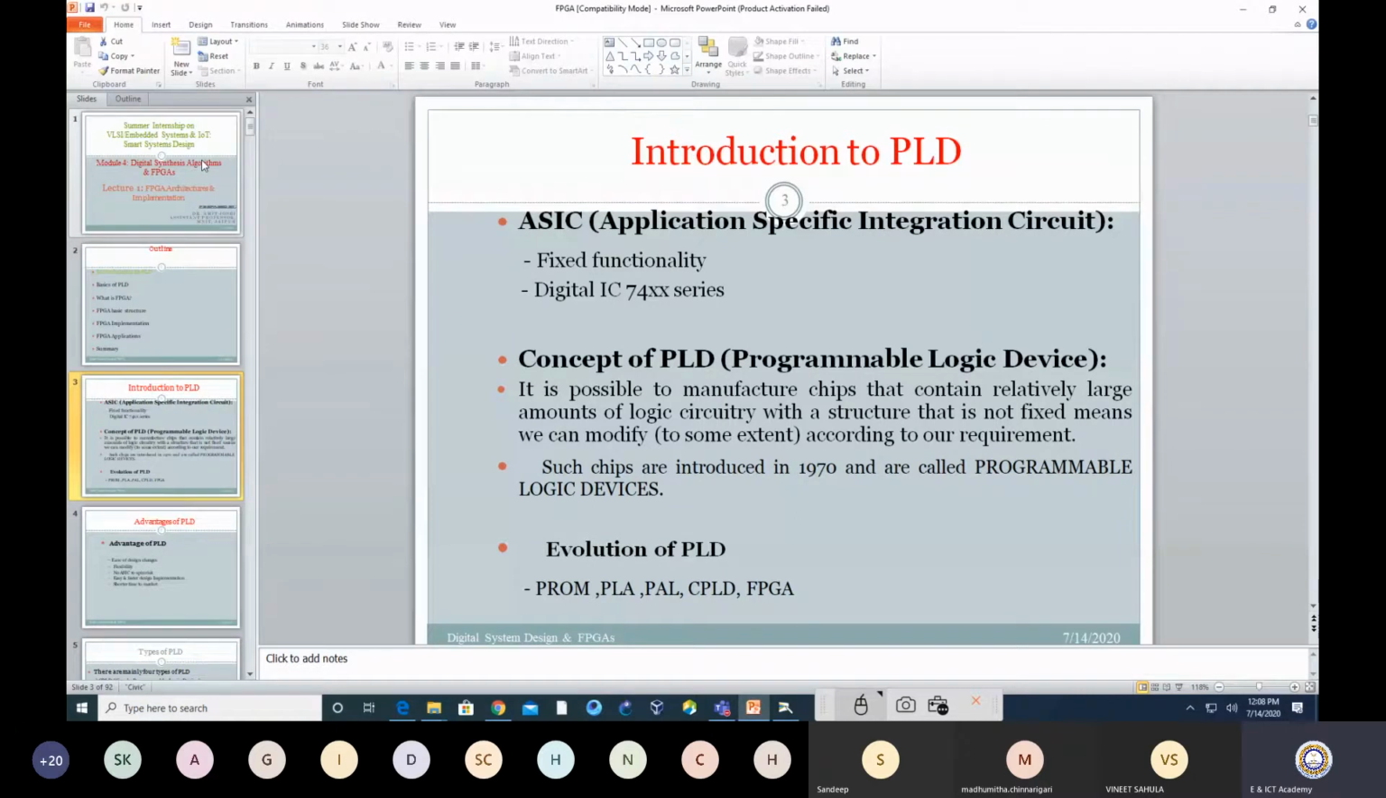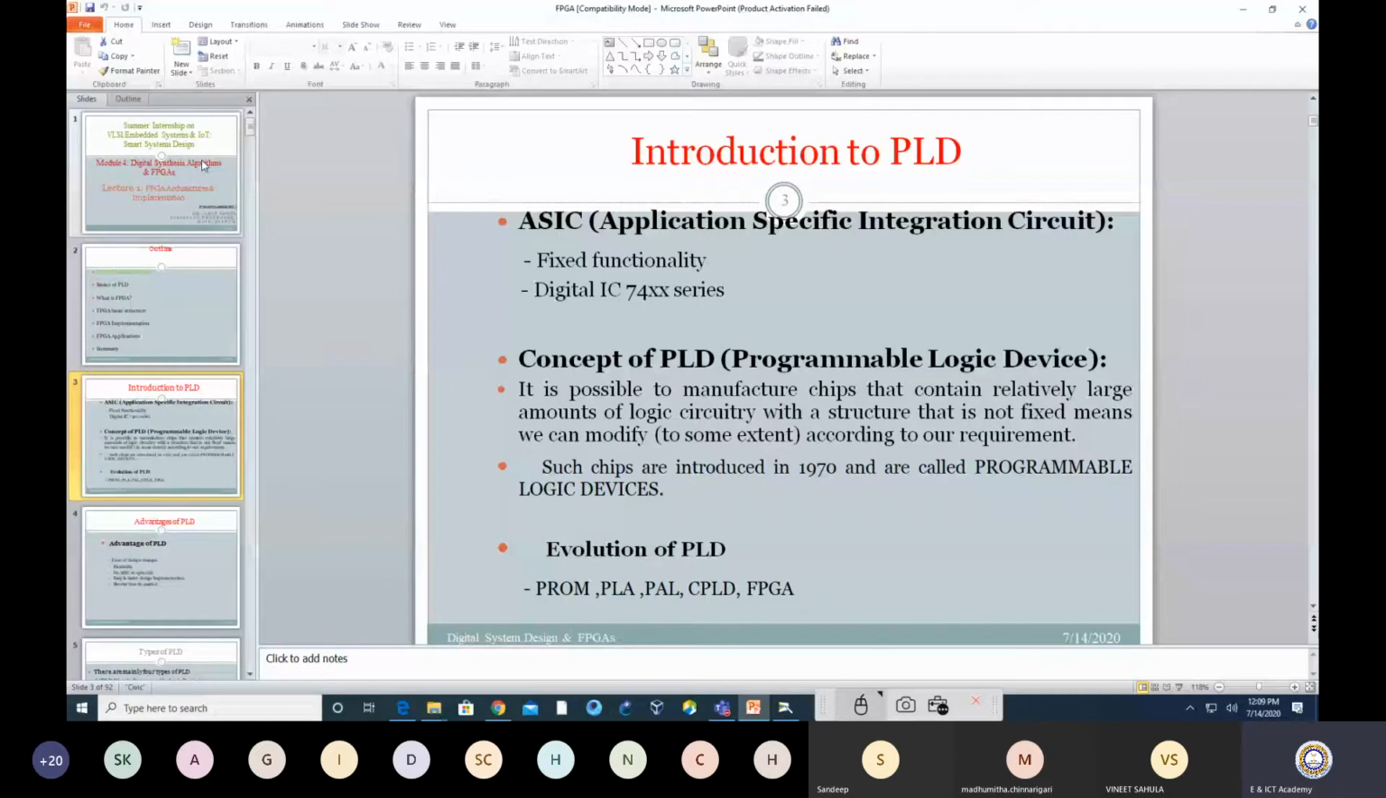So all this, whatever I can design, and if that code is synthesizable, then I can load it into the FPGA or any other PLD. Now, it is a chip to manufacture that contains a relatively large amount of logic circuitry with a structure which is not fixed, which you can modify according to your functionality.